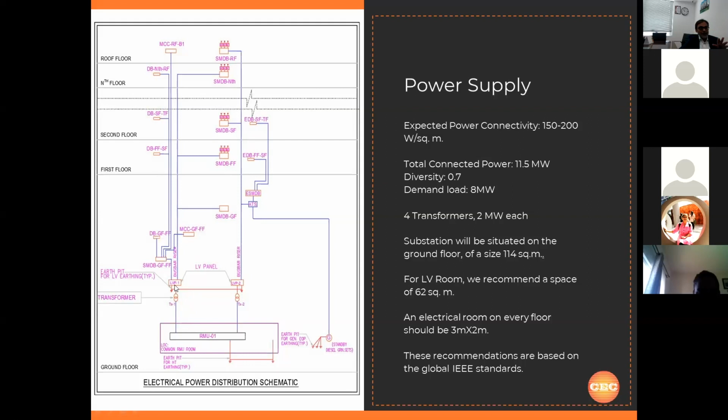Then we have LV panels. LV panels are only on the ground floor. Then on every floor we have SMDBs. From SMDBs, the power will go to DBs horizontally. So all this cable will pass through corridors between SMDB to DBs, while the cables connecting LV panels to SMDBs will pass through vertical shafts.